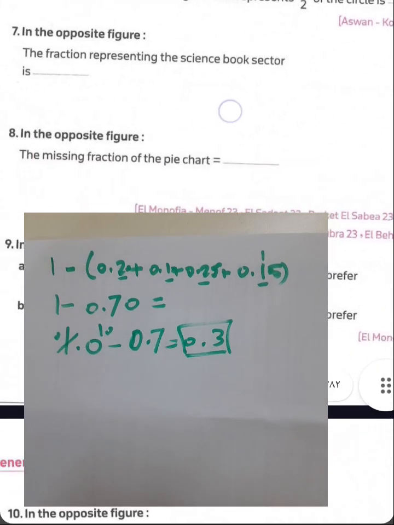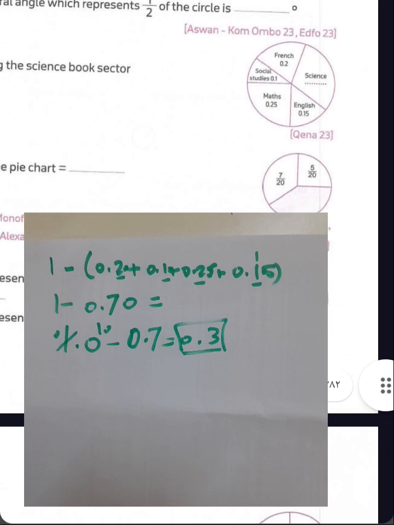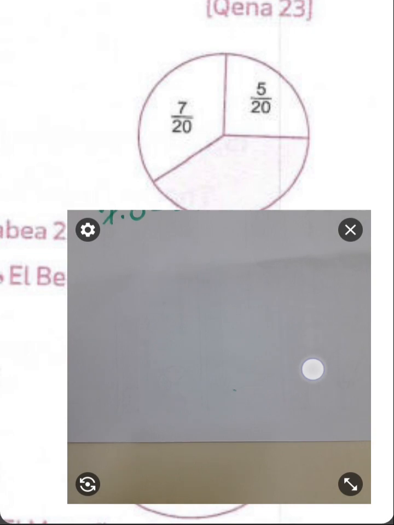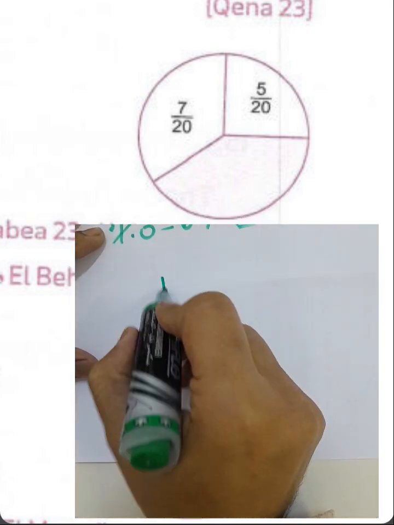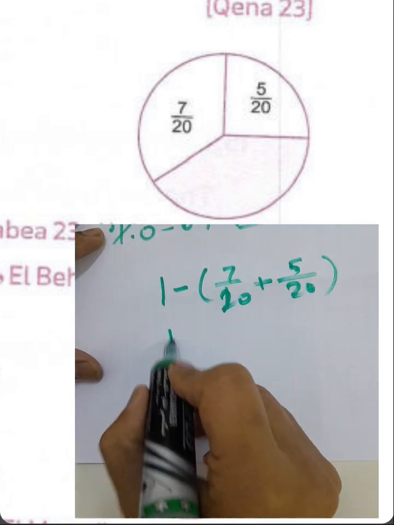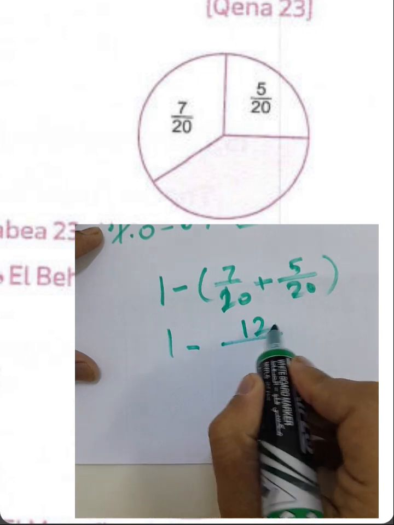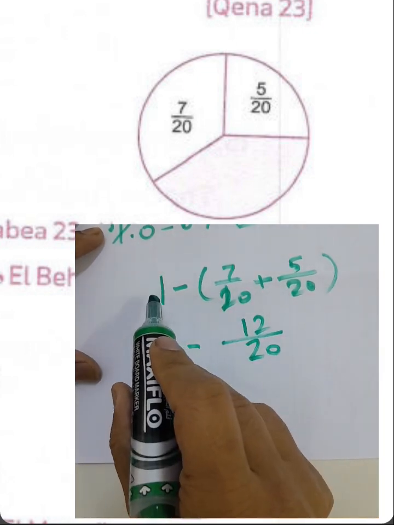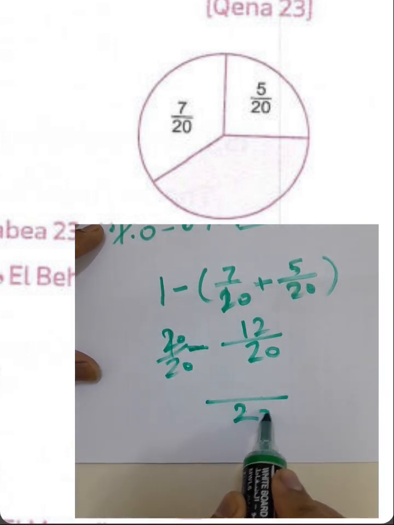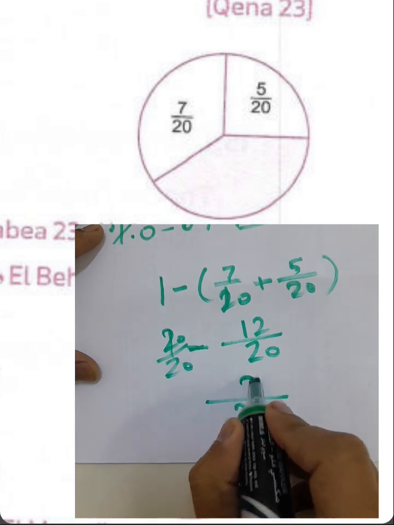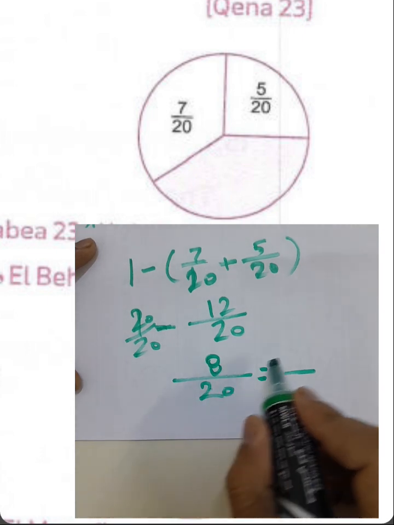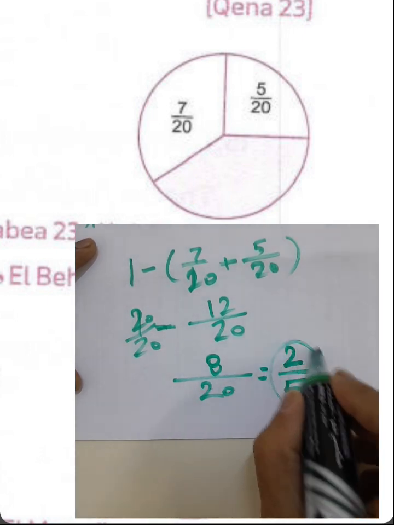Question 8. In the opposite figure, the missing fraction of the pie chart: we can add the two fractions here and subtract the result from 1, because 1 equals 100%. 1 subtract 7 over 20 plus 5 over 20. 7 plus 5 equals 12, so 12 over 20. Then convert 1 to a fraction with the same denominator, 20 over 20. 20 minus 12 equals 8. Then the result will be 8 over 20. Then you can divide the numerator and denominator by 4. 8 divided by 4 equals 2, 20 divided by 4 equals 5. The result will be 2 over 5.